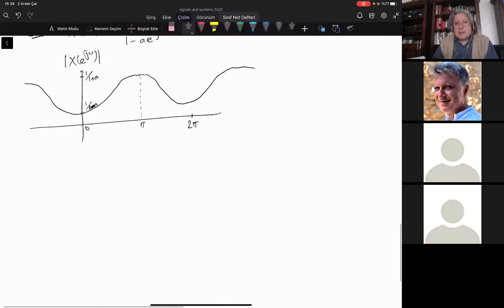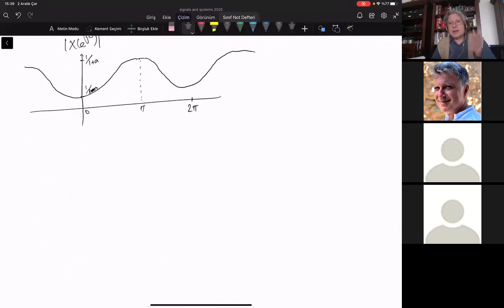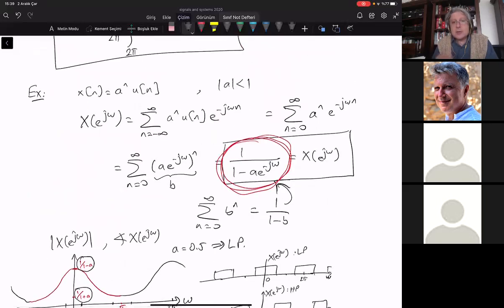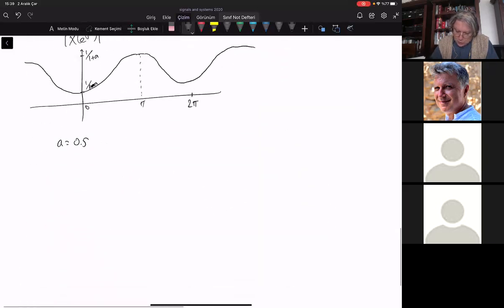Let me write the low pass and high pass signals and you will understand why the first one became low pass and the second one became high pass. Because if a is equal to 0.5, what was the question, by the way? Let's go back to that. x of n is equal to a to the n u of n. a is 0.5. So the signal is 1 and then 0.5 and then 0.25, etc. It is decreasing in magnitude like this. It is a decaying exponential.